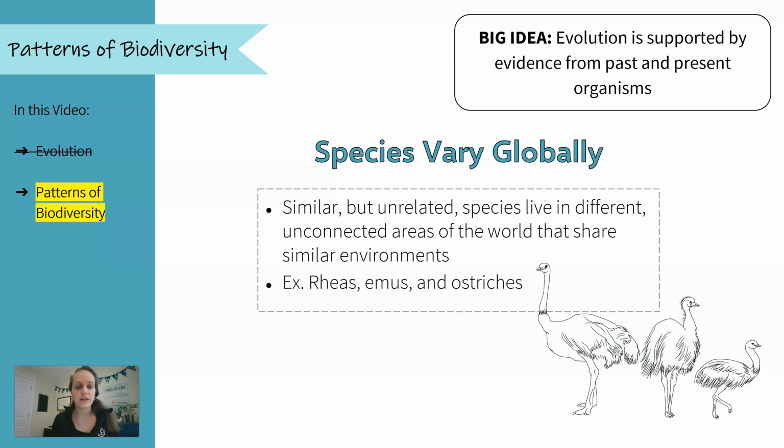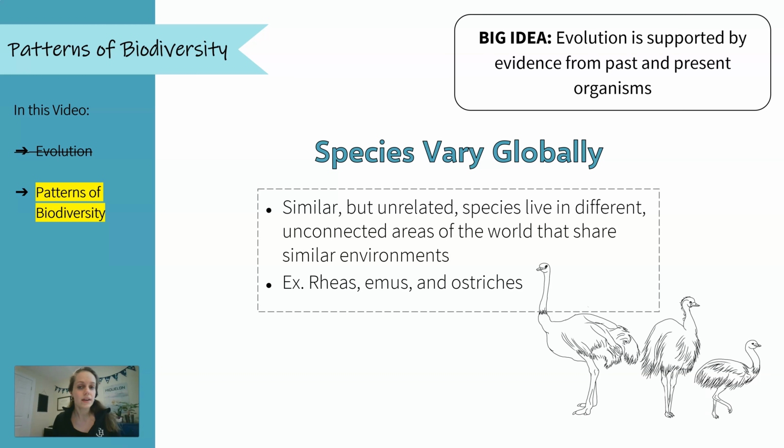So an example of this is rheas, emus, and ostriches. Rheas are found in South America, particularly Argentina. Emus are found in Australia, and ostriches are found in Africa. So these are all pretty large flightless birds, and if you look at them, they look pretty similar, right? They look like they could be, say, cousins, or related species.